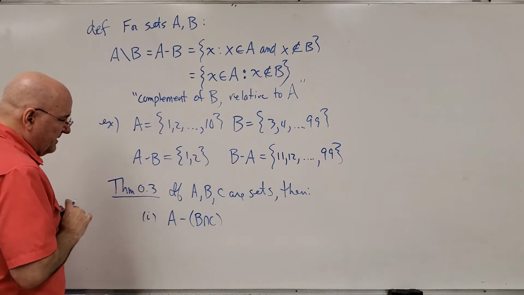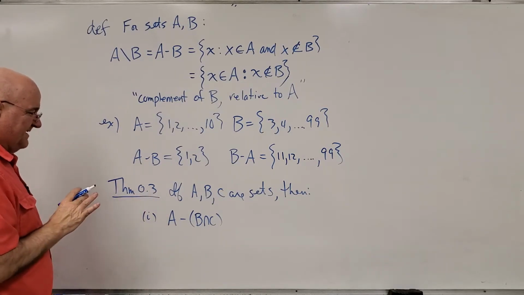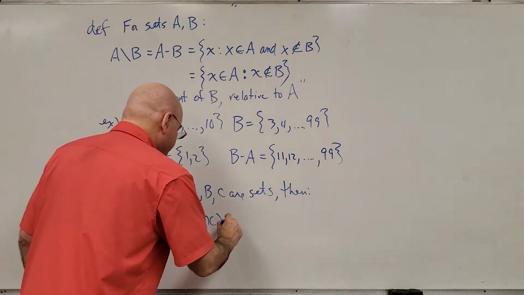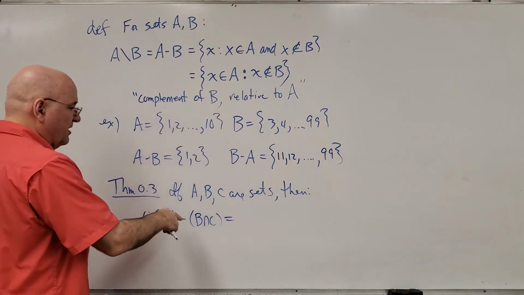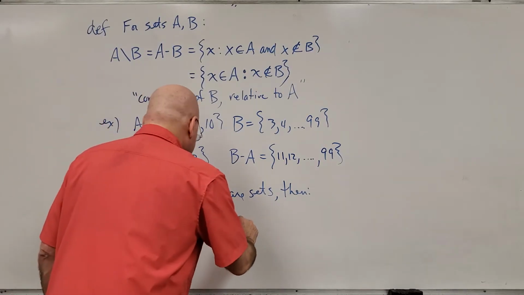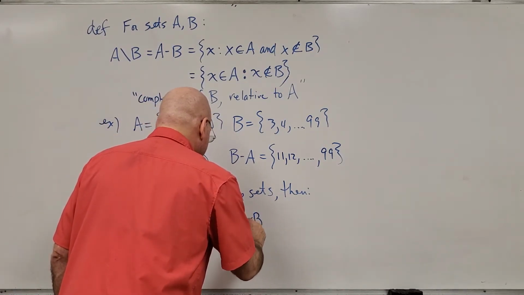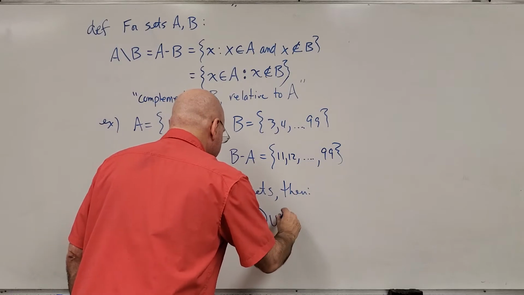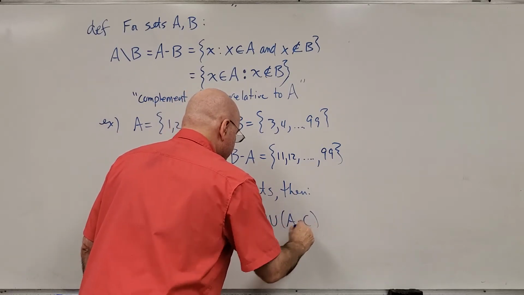Well, if you think back to that distributive law, it's going to look a little bit different. We're going to do A minus B, and we're also going to have an A minus C, but I'm going to flip that upside down. That's equal to A minus B union A minus C.